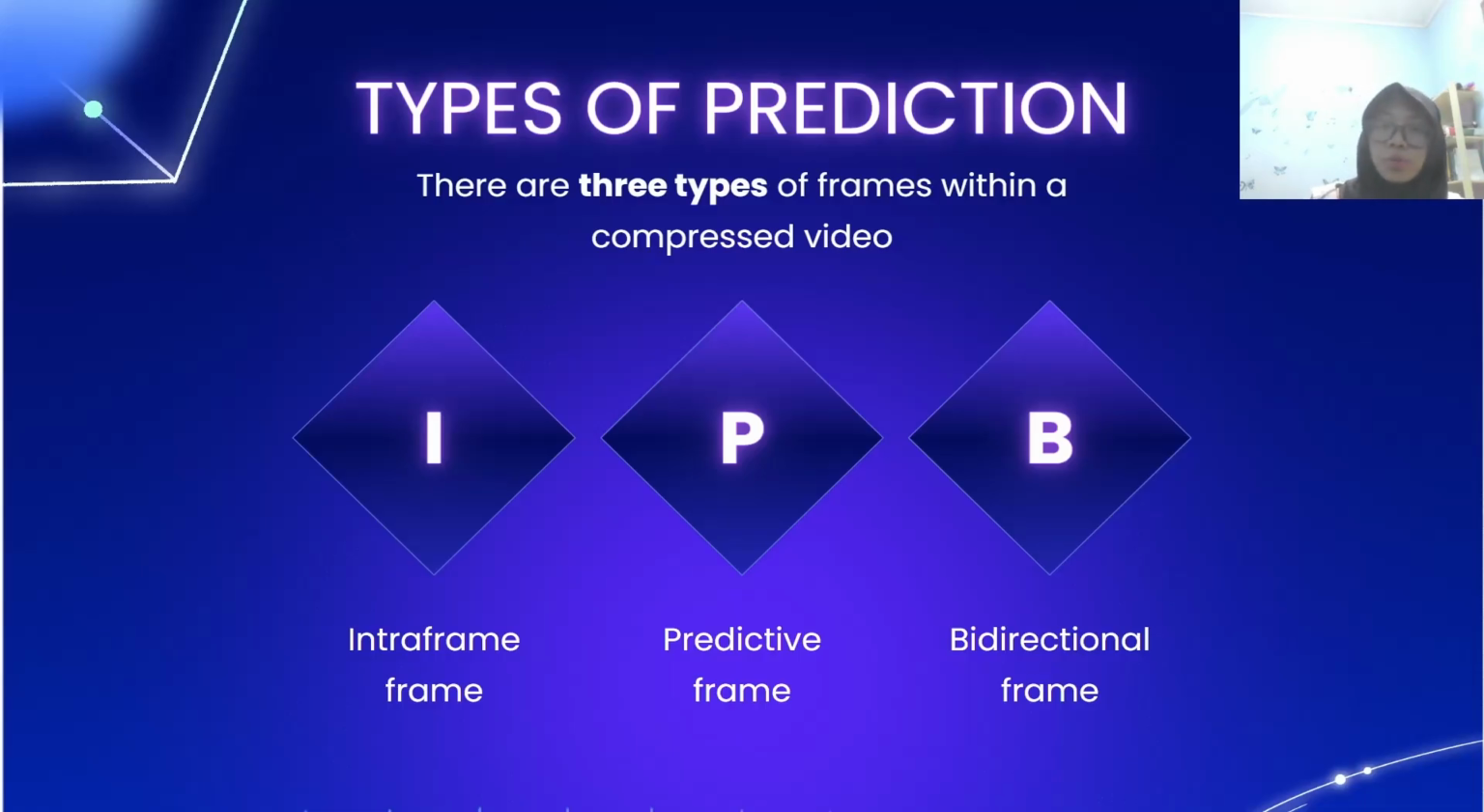So the next one, we'll talk about the types of prediction. There are three types of frames within a compressed video. First is the intraframe frame, second is the predictive frame, and the third is the bidirectional frame.